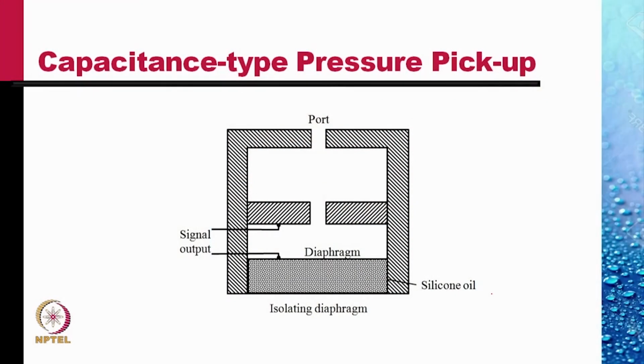Another common type of pressure pickup is a capacitance type pressure pickup. In this case, we utilize the fact that as the distance between two charged surfaces changes, the capacitance changes. And so that results in an electrical signal that measures the difference in pressure that is applied here and the pressure that is applied on this side. On one side is the atmospheric pressure usually, on the other side is the pressure that needs to be measured.